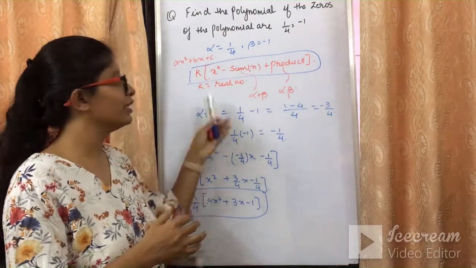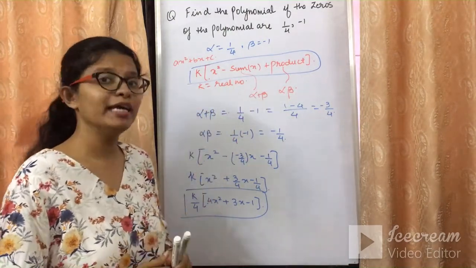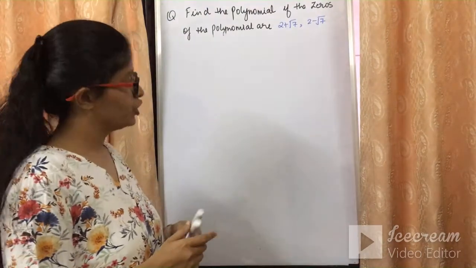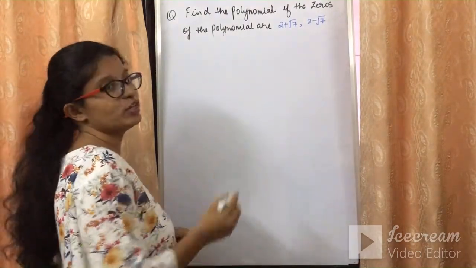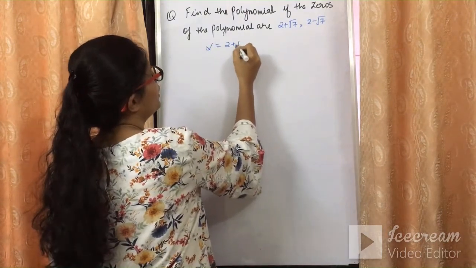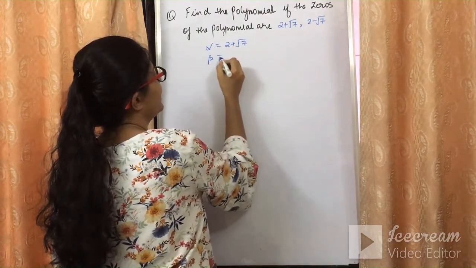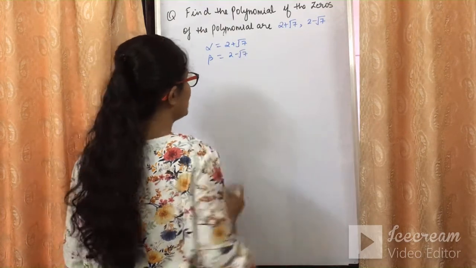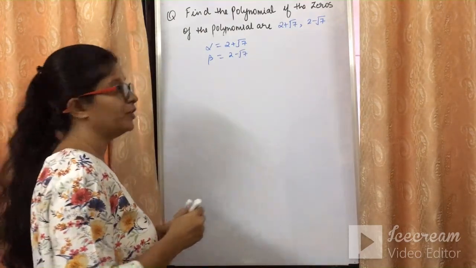So I hope the question and the methodology behind the sum must be clear. Have a look on this question. So here the two zeros have been given to us. Again we need to form the polynomial of it. तो हमको अल्फा कितना दिया है, अल्फा दिया है 2 plus root 7 and बीटा दिया है 2 minus root 7. Can we take out the sum of the zeros and the product of the zeros?